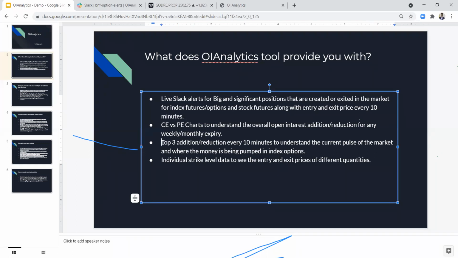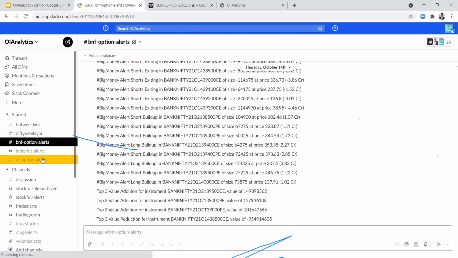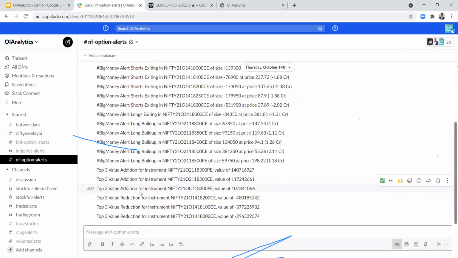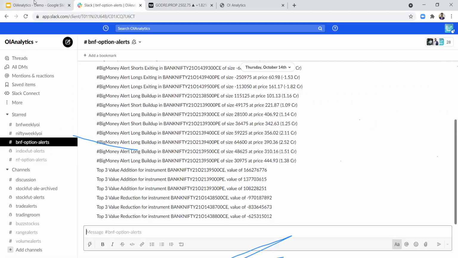Right. And the third thing we have within the Slack alerts, every 10 minutes, we push what is called the top 3 added strikes and top 3 reduced strikes. Right. So this helps you understand what strikes are gaining interest in terms of open interest and what strikes the writers are covering their positions. So every 10 minutes this gets updated, and it's a cumulative update. So until that point in the day, whatever the top 3 addition or reduction was, it will show here, right? So this comes within the alert channels of Nifty option alerts and Bank Nifty option alerts, right?